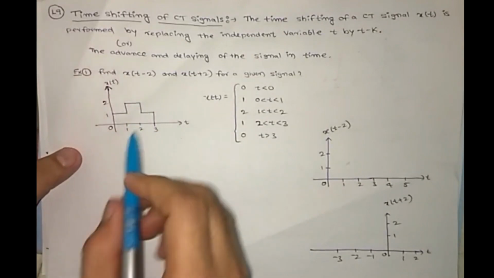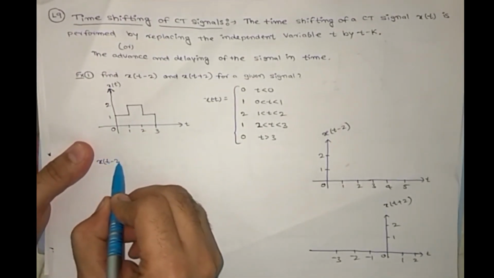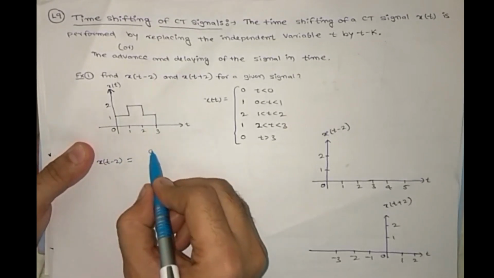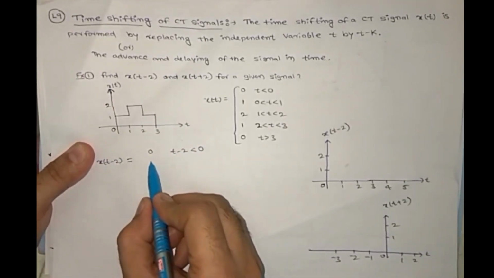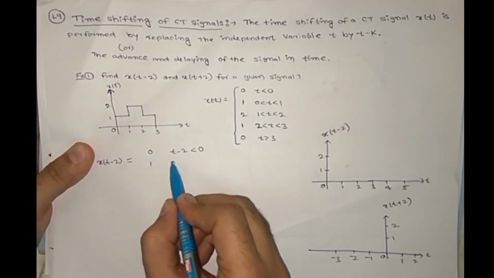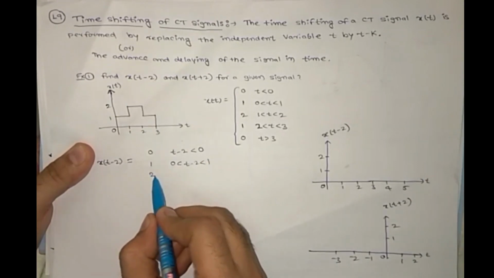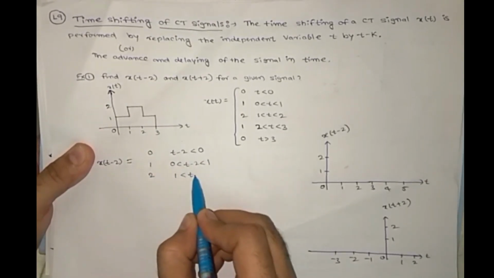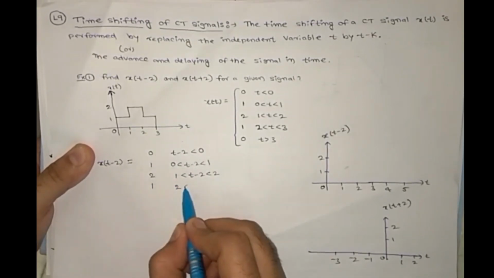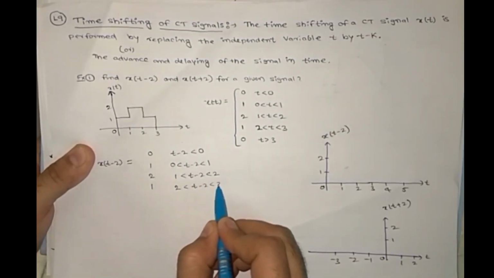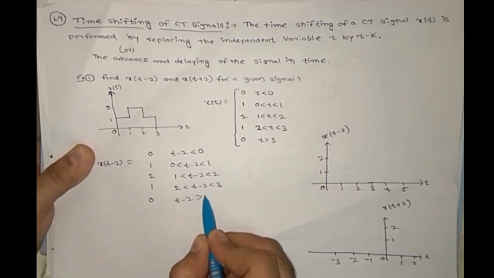We want t minus 2. So x of t minus 2 is 0 for t minus 2 less than 0, 1 for 0 less than t minus 2 less than 1, 2 for 1 less than t minus 2 less than 2, 1 for 2 less than t minus 2 less than 3, and 0 for t minus 2 greater than 3.